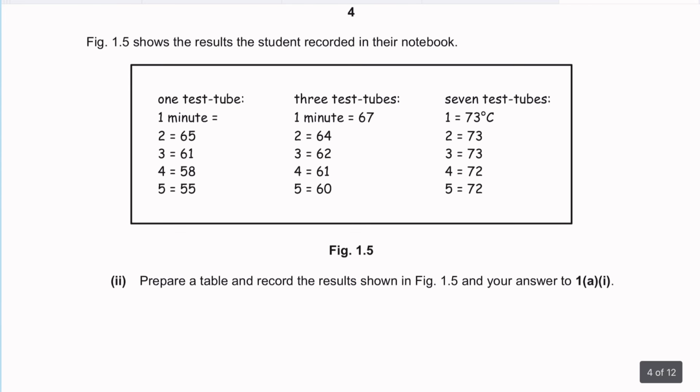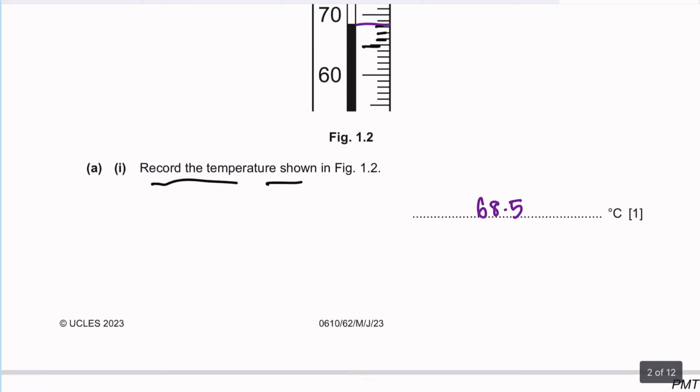The student shows this, so these are the results. Prepare and record a table of results as shown in figure 1.5 as your answer to 1.A1. So you need to refer to both this figure and to this first answer.